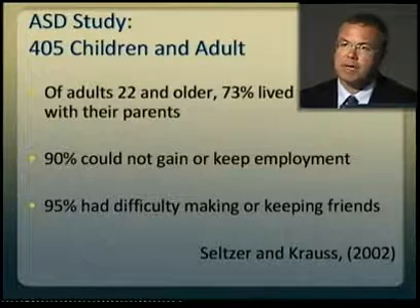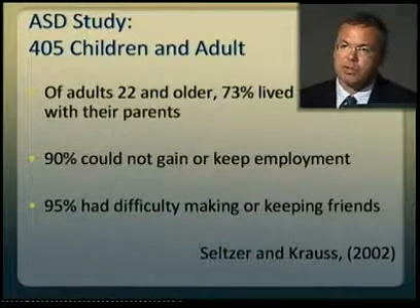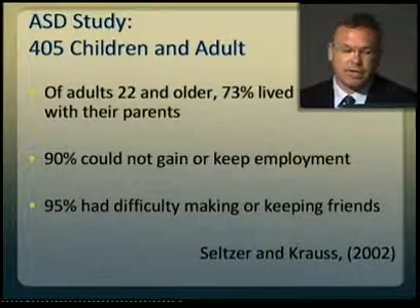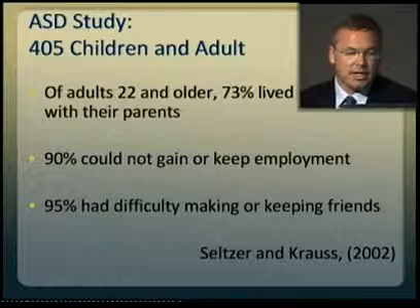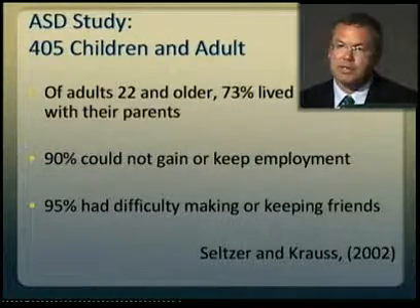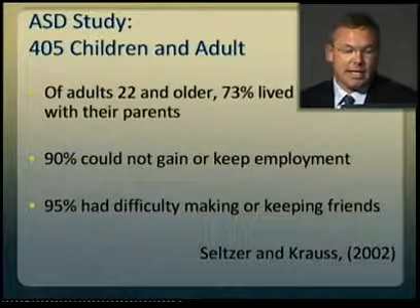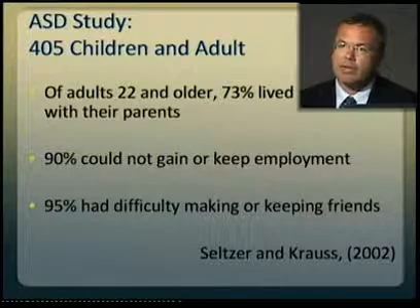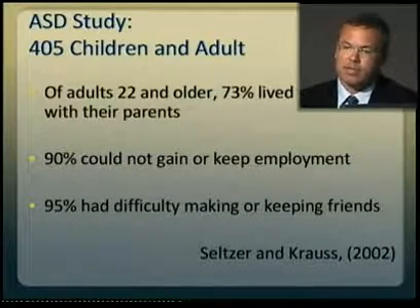As we look at that, we need to step back and look at what is happening today. What are the results that we are getting for the individuals with autism that we are serving? Right now, if we look at adults 22 and older, in a study from 2002, 73% have lived with their parents, 90% could not gain or keep employment, and 95% had difficulty making or keeping friends. Again, thinking about the first slide, what is the purpose? What are we here to do? This slide does not show that in the past 10 years we've achieved that goal.